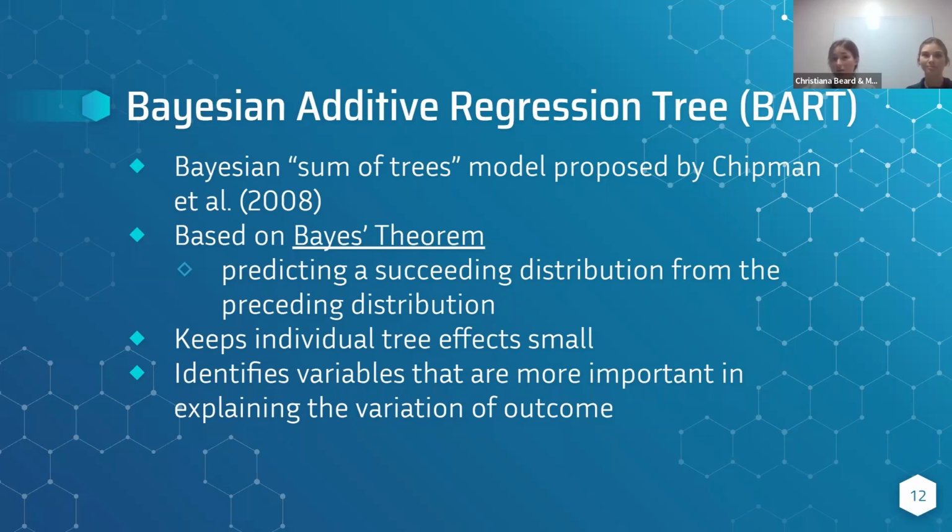So this is really helpful with the regression tree method because it keeps individual tree effects small. Whenever we build a small tree, we'll learn from that to make the next tree, and then we'll learn from that one to make another one. This is how we get the sum of trees model that it's based off of. Another benefit of using BART is that it's able to identify variables that are more important when explaining the variation of an outcome.